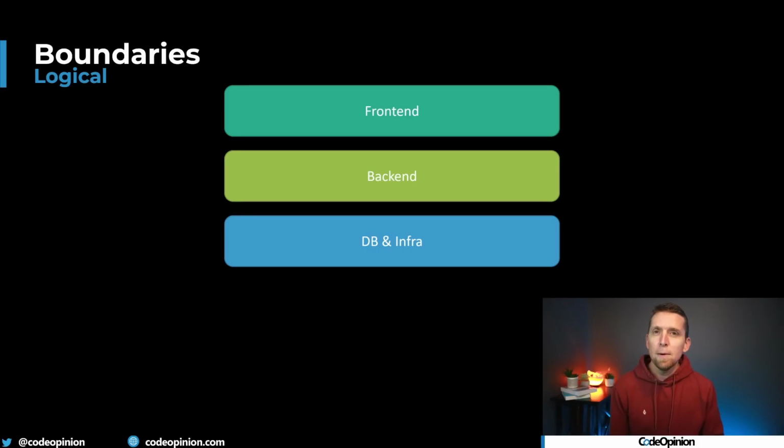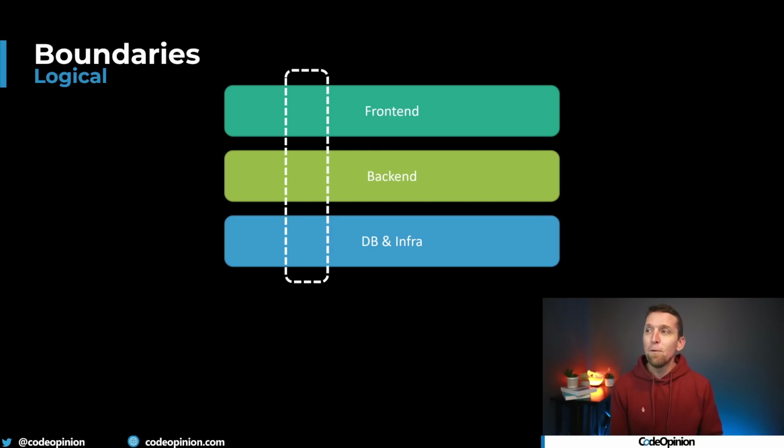So what I mean when I'm talking about logical versus physical boundaries, let's say I have three physical boundaries here. We have a front end, this could be a web app or some mobile app, and it's communicating with a back end. That could be an HTTP API. And of course, we have databases, caches, things like that, and other infrastructure concerns. So these are three physical boundaries. But that doesn't necessarily mean that they're logical boundaries.